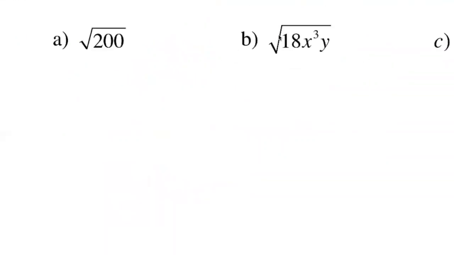200 is not a perfect square number. So there's no single number that when we square it gives 200, but 200 contains a perfect square factor, and you're probably thinking that's 100. So that's what we're doing here.